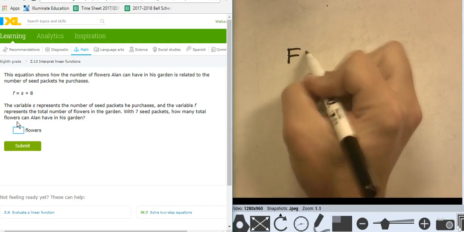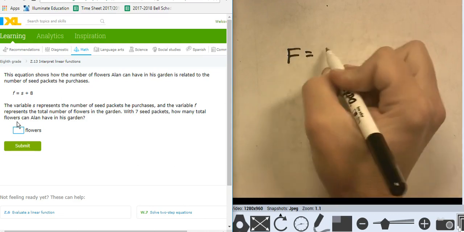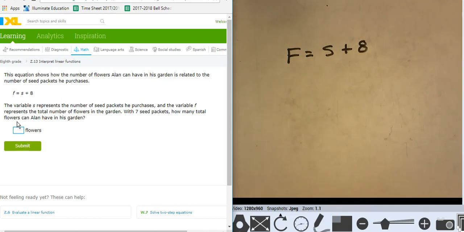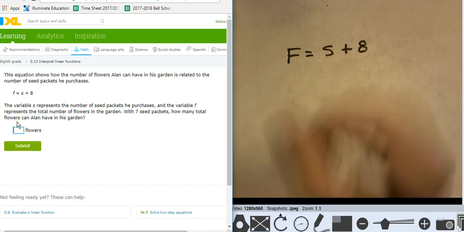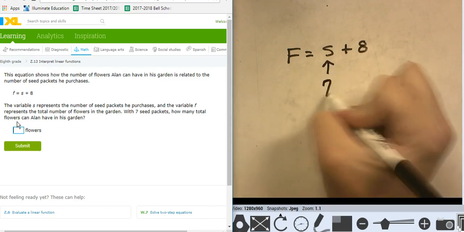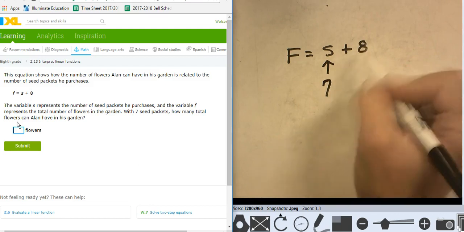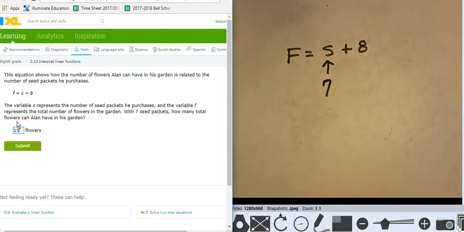Here's our next one. Notice I'm using a whiteboard. I'm not doing things in my head. F equals S plus 8. S is the number of seed packets purchased, and F is the number of flowers. So if he buys 7 seed packets, that's going to give us 15 flowers. 7 plus 8 is 15 flowers.